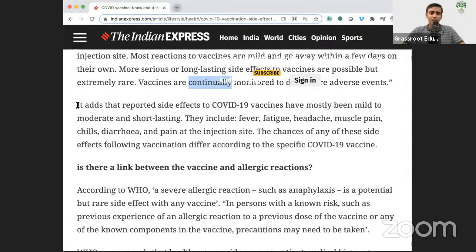Let's move. It adds that reported side effects to COVID-19 vaccines have mostly been mild to moderate and short lasting. Long lasting, short lasting, they end soon. They include, so what kind of side effects are they? Fever, fatigue. What do you mean by the word fatigue? Tell me. And then I'll tell you fever, fatigue, headache, muscle pain, chills, diarrhea, and pain at the injection site. Okay, the chances of any of these side effects following vaccination differ according to the specific COVID-19 vaccine. Okay, so based on these variants, some side effects might vary here and there.